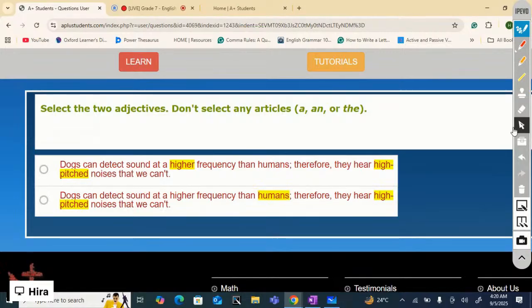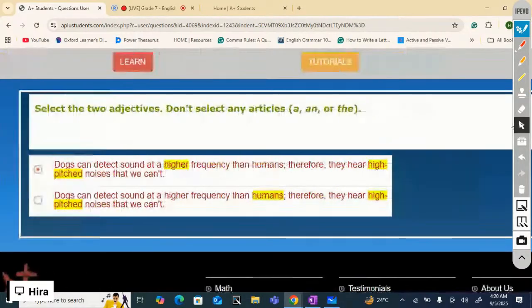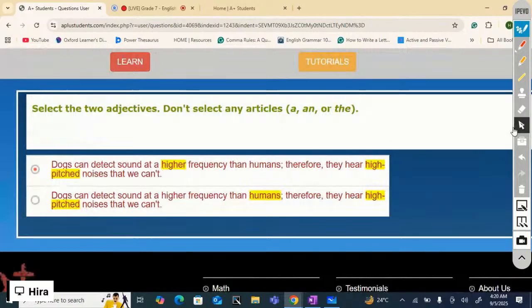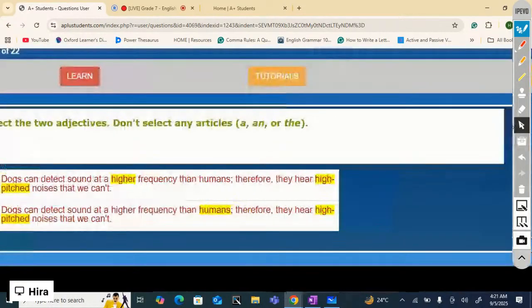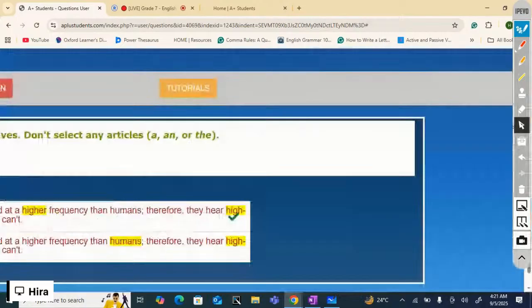If you look at option 2, humans is not an adjective. Humans is a noun. And high pitched, yes, this is an adjective, but in the second option, one noun and one adjective is highlighted. So it's incorrect. We have to select the option which has two adjectives, this one, higher and high pitched. Yes, option 1 is correct. Thank you, T Michael. It's the correct answer.